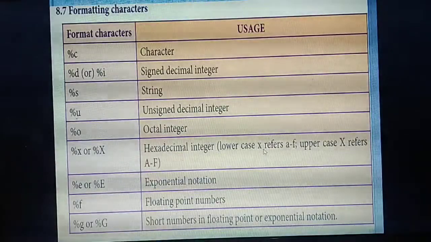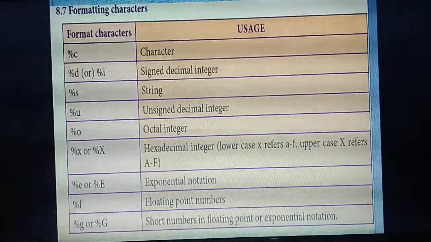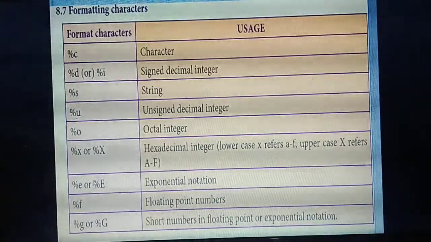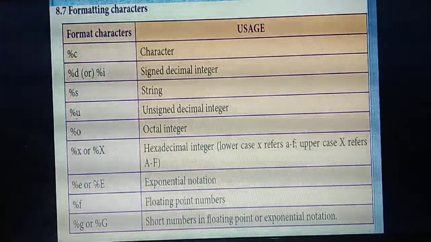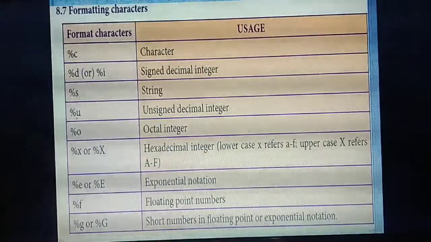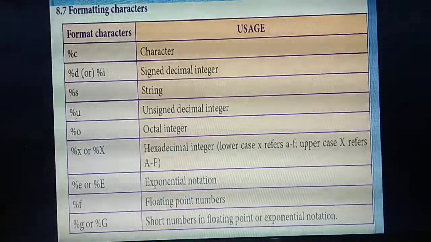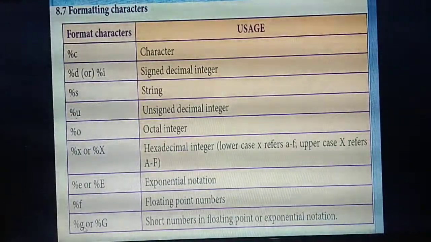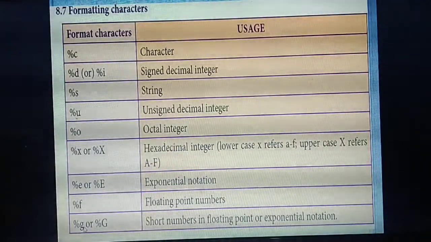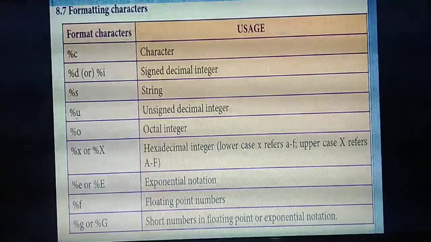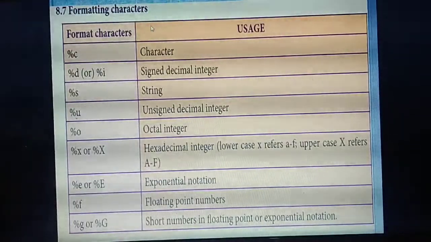Small x uses a to f in lowercase, and capital X uses uppercase. This you can read. Then exponential notation, power, you can give as percentage e or capital E. Floating point numbers you can give as percentage f. Short numbers you can give as percentage g. Understand? This and all are very, very important things. Mostly they will ask a 1 mark question. Sometimes they will ask 3 mark or 5 mark also.